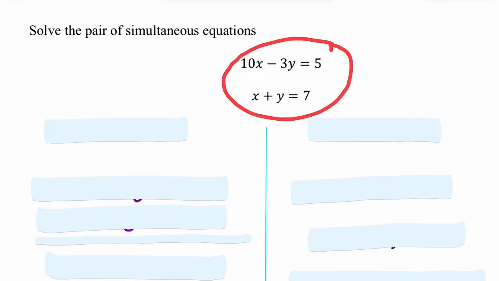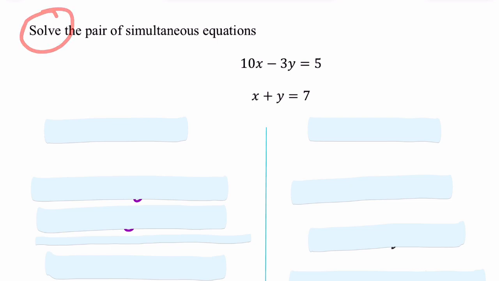So here we have two equations, and we're asked to solve the equations. They're called simultaneous equations because you can't solve them independently. You can't find x and y independently. You need to solve them together.